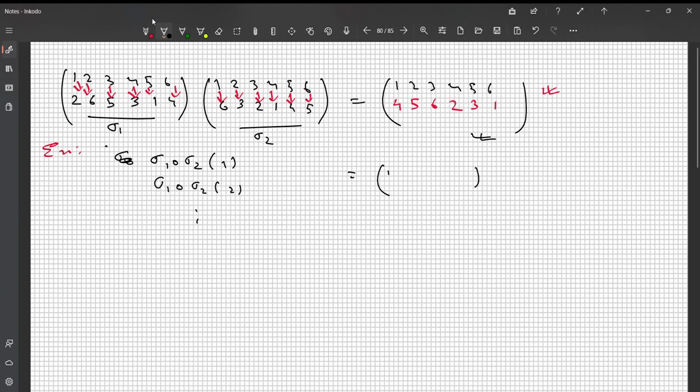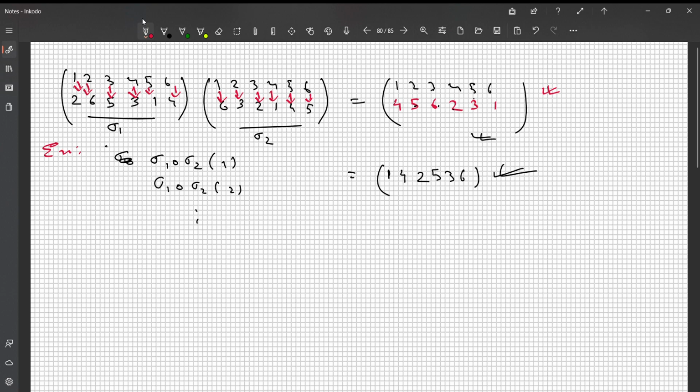Got it? Now how can we construct a cycle notation of this? We will follow the same algorithm as we spoke about. So we start with the element 1. So 1 goes to 4, so we write 4. Then you have 4 goes to 2, so we write 2. Then 2 goes to 5, so we write 5. Then 5 goes to 3, so we write 3. We get 3 goes to 6, so we write 6. And 6 obviously comes back to 1. So this is the cycle notation.